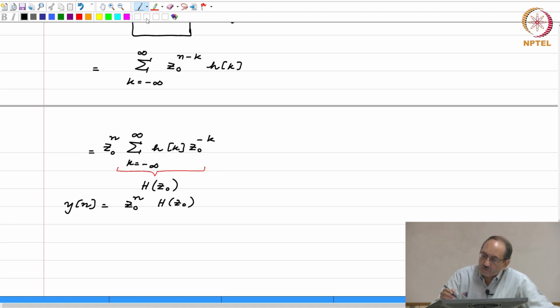So if you look at this particular output for the given input, the input was z0 to the n, output also is z0 to the n, except that it is modified by a constant which is complex in general. And if you apply an input to an LTI system and you get exactly the same signal as the output except for a scale factor, so this is called an eigen signal.